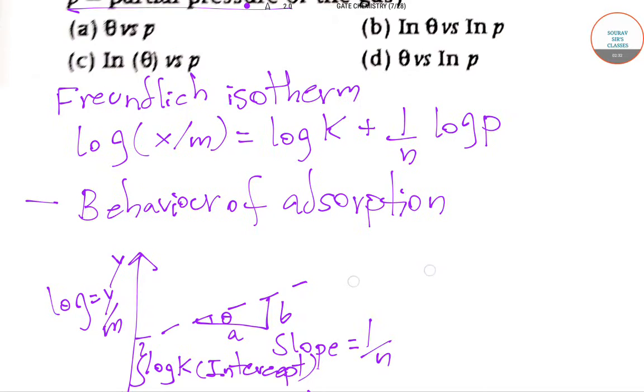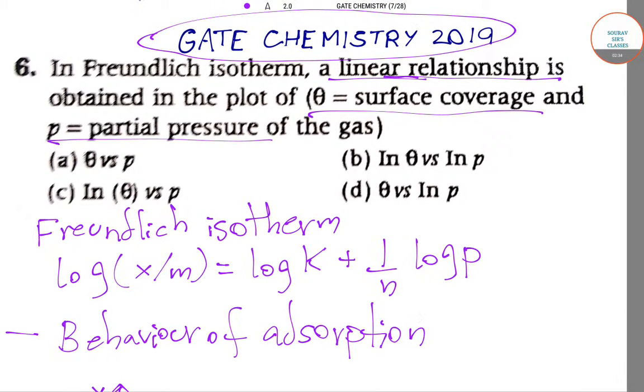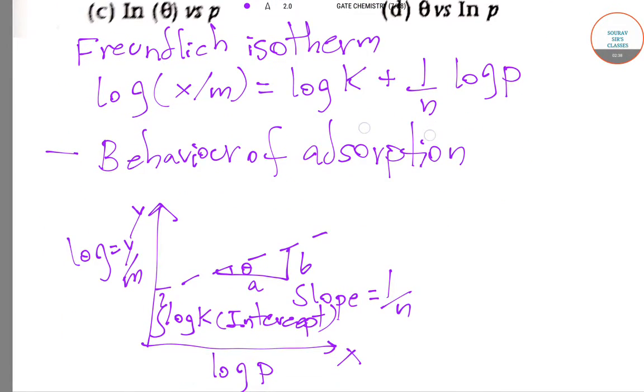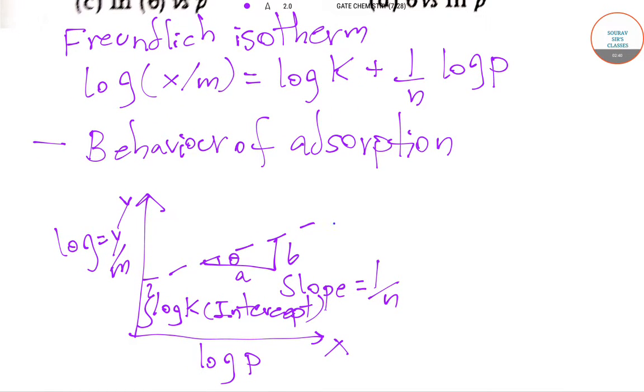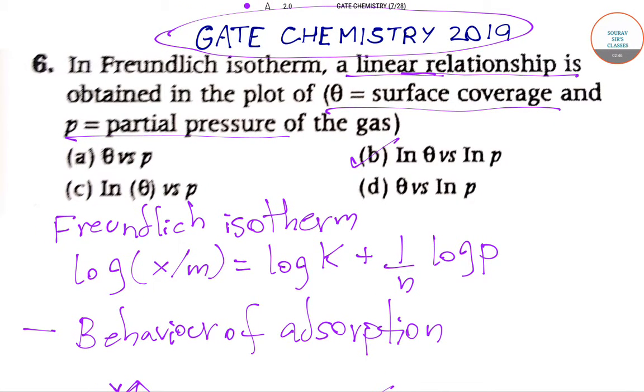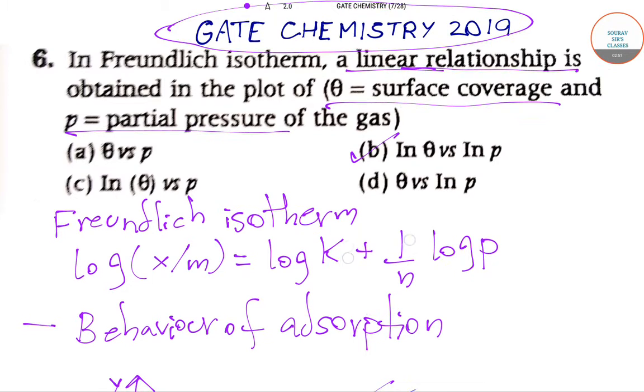So, coming back to the question, to get the relation between this, and according to our plot, the correct option is option B, which is ln theta versus ln p.